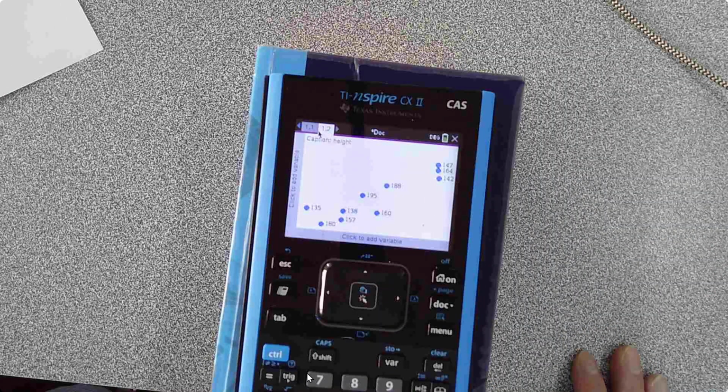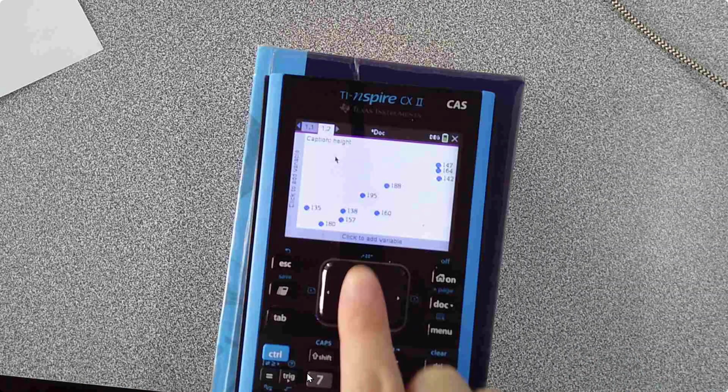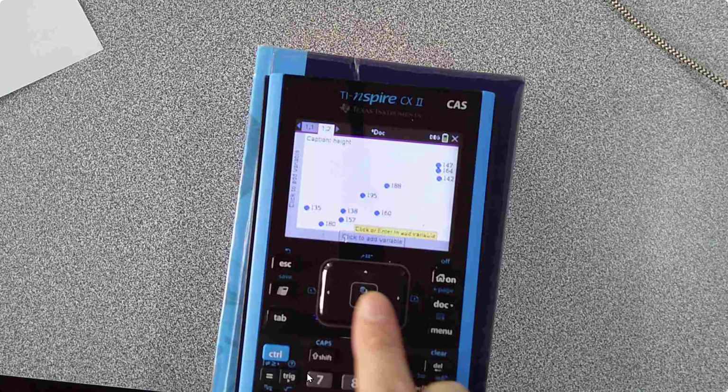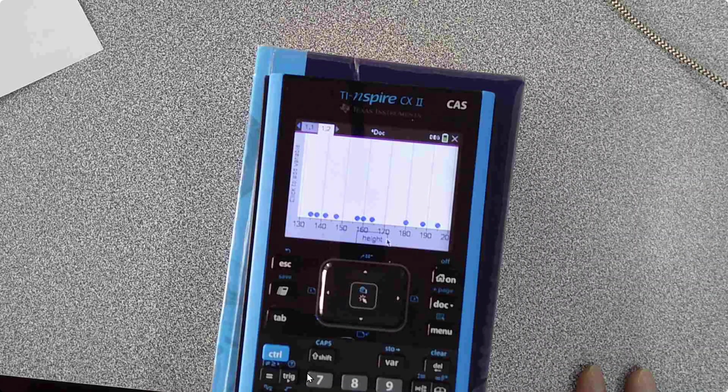And what you want to do is hover your mouse over the bottom one that says click to add variable, and the name that you gave it should come up. So I call it height, so notice that height has come up as an option. So select that. Right now we've got a dot plot. The default is a dot plot.